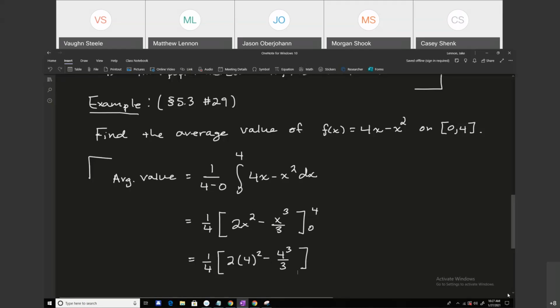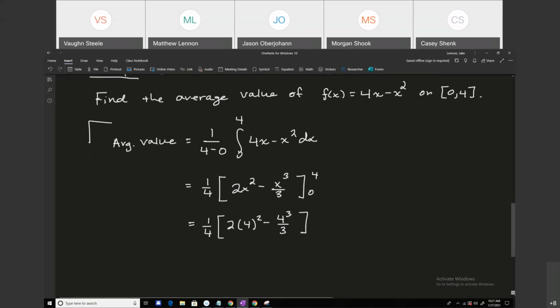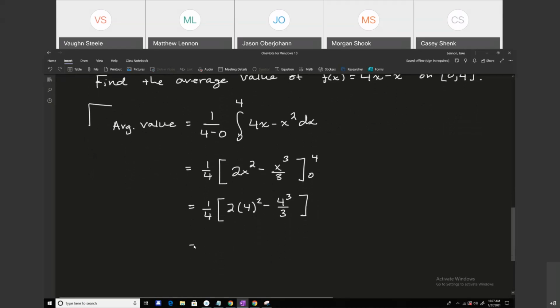And continuing with the arithmetic, this is 1/4 times 32 minus 64 over 3, which will simplify to 8 minus 16 over 3, or 8/3. Right, 8 itself is 24 over 3. So 24 minus 16 is 8. That's how we get the final thing there. So the average height of the function over that interval is 8/3.